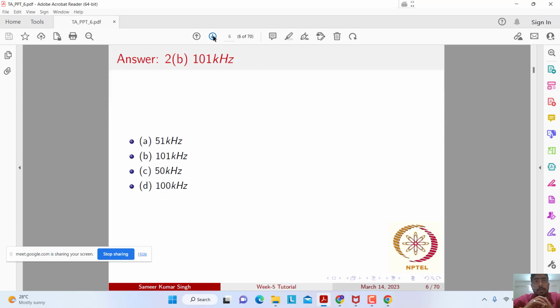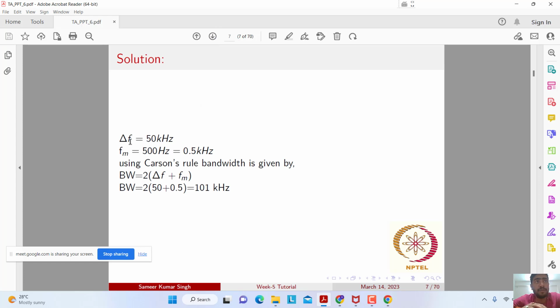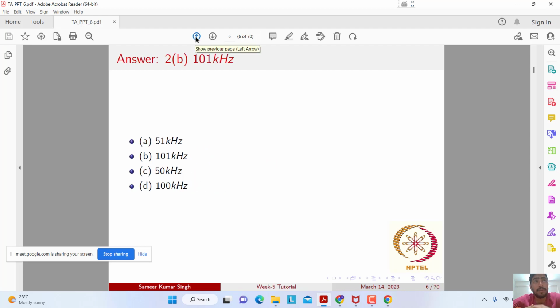Okay, so I think the answer is the B part. Okay, so that is the solution. We have a frequency deviation represented by delta f that is given 50 kilohertz. We have a message frequency fm of 500 hertz. In kilohertz we can write 0.5. Just apply the Carson rule. So it's 2 times delta f plus fm. Simply put the values, and from there we will get 101 kilohertz. The answer will be B part.